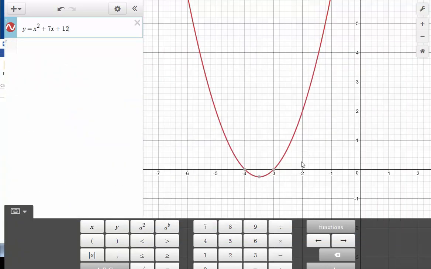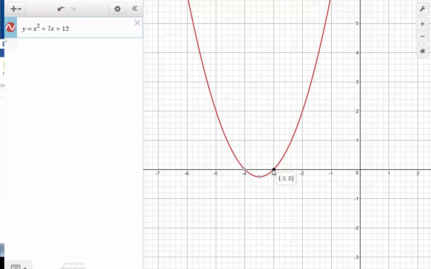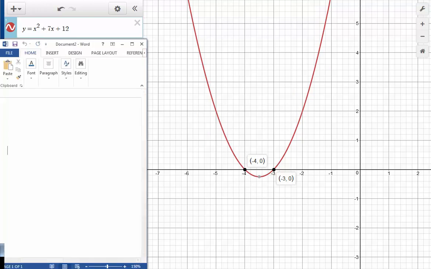Now let's do the following. Let's just analyze what's happening here. Notice we have the point -3, 0. We have the point also -4, 0. So those are the x-intercepts for this particular function.